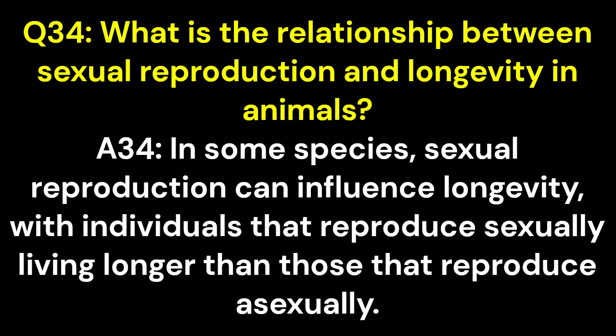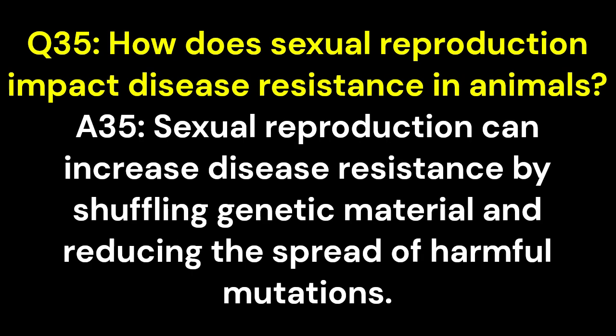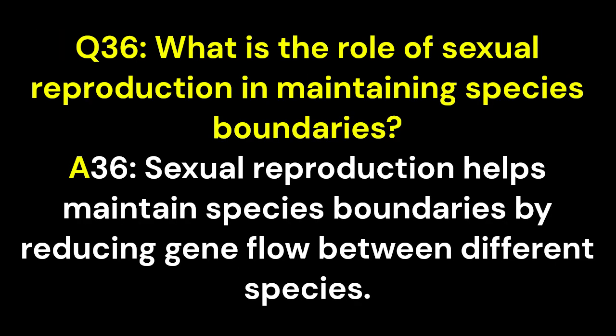Q34. What is the relationship between sexual reproduction and longevity in animals? A34. In some species, sexual reproduction can influence longevity, with individuals that reproduce sexually living longer than those that reproduce asexually. Q35. How does sexual reproduction impact disease resistance in animals? A35. Sexual reproduction can increase disease resistance by shuffling genetic material and reducing the spread of harmful mutations.